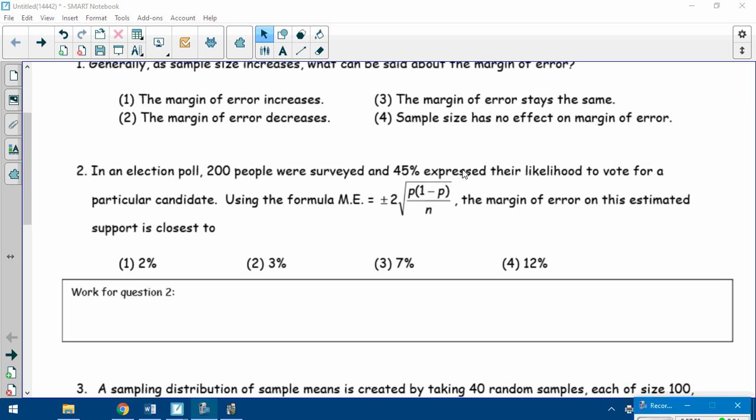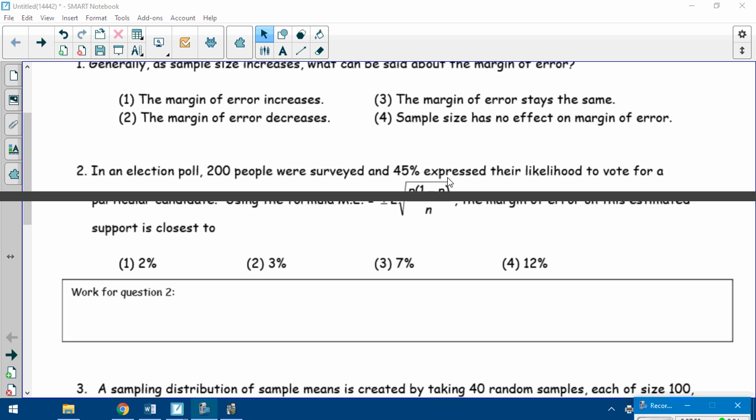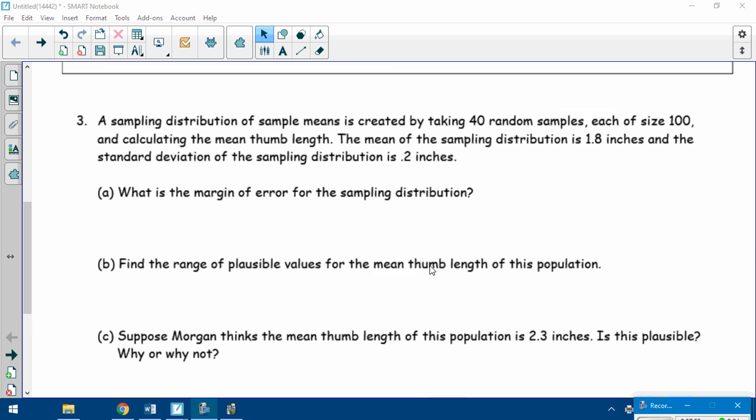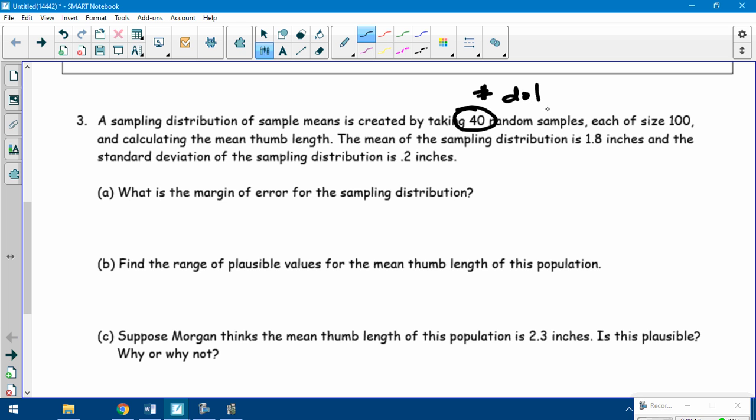This one, they want you to find the margin of error using this formula. So they basically give you the formula and just plug in the pieces. This is where it gets confusing. And these questions are easier than you think. A sampling distribution of sample means is created by taking 40 random samples, each of size 100, and calculating the mean thumb length. So what's 40? 40 is number of dots, because it's a distribution. What's 100? That's your sample size.